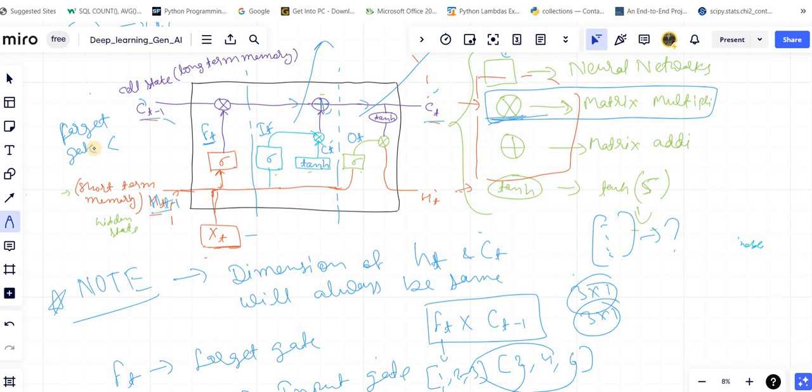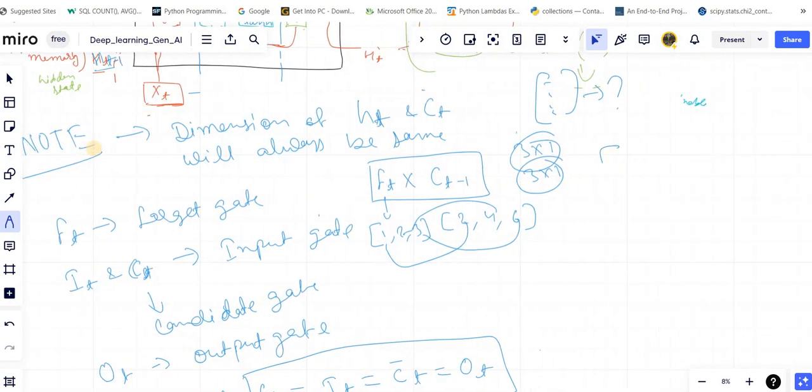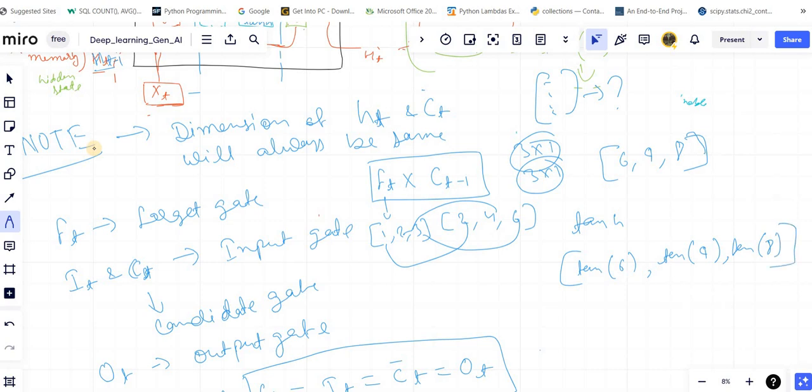So what does this tanh mean? You might have understood this cross multiplication and addition. Here, for tanh, suppose this is a vector of values 6, 4 and 8. If I pass it into tanh, the values will get changed like this: tanh 6, tanh 4, and tanh 8. This is how it will get converted.